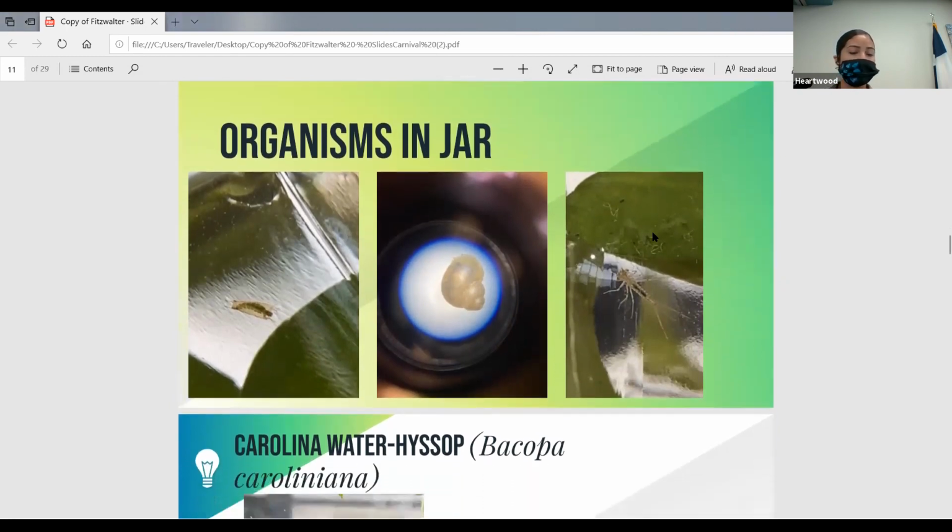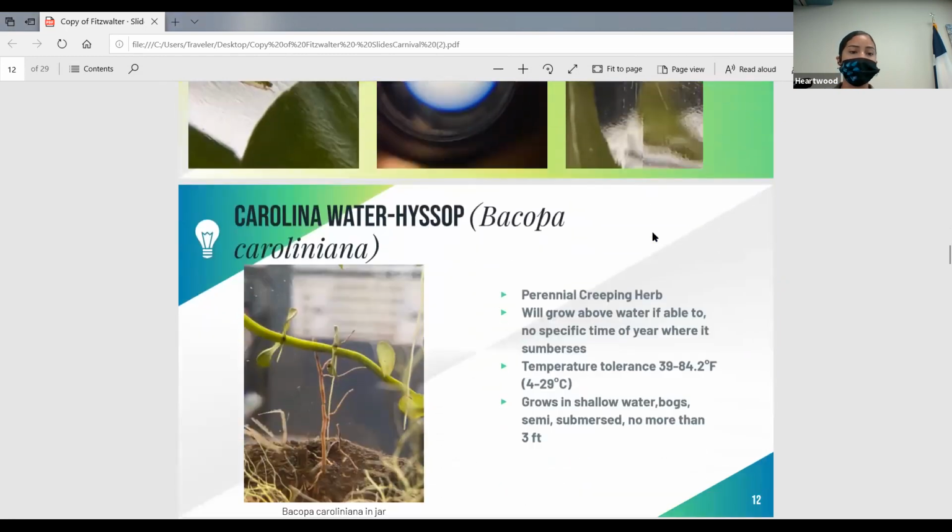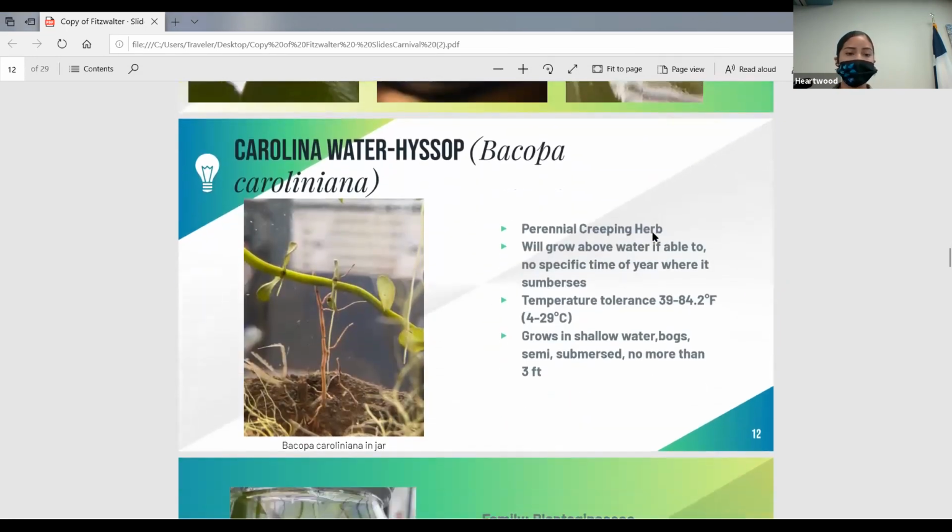And going into the organisms, my first one is the Bacopa caroliniana. This picture was taken July 12th. And this is a perennial creeping herb, and it will grow above water if it's able to. However, there's no specific time of year where it goes dormant. And the temperature tolerance is 39 to 84 degrees Fahrenheit. And this plant usually grows in shallow water, bogs, and semi-submerged areas. And it doesn't grow in areas more than 3 feet of depth.